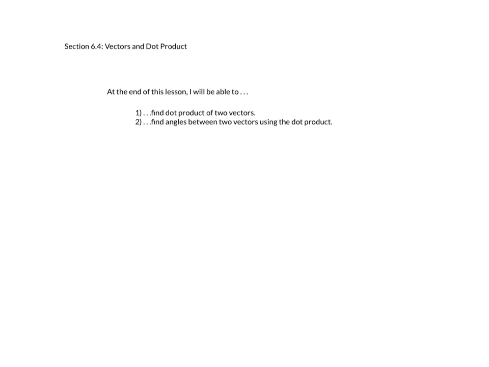Welcome to section 6.4, vectors and dot products. At the end of this lesson, I will be able to, 1, find the dot product of two vectors, and 2, find angles between two vectors using the dot product. So, let's get started with defining a dot product, shall we?